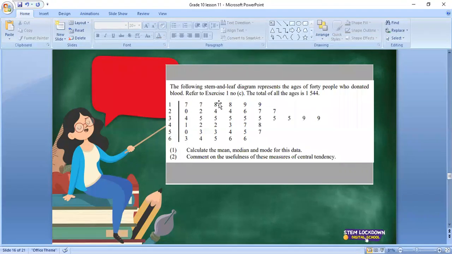So there is 1, 2, 3, 4, 5, 6, 7, 8, 9, 10, 11, 12, 13, 14, 15, 16, 17, 18, 19, 20. So 35 is the 20th number. 35 as well is the 21st number. So the two numbers at the middle are 35, 35. Again, you get the numbers by putting the stem and the leaf together. So the median is 35 plus 35 divided by 2, and that will give us 35. Therefore, the median is 35.